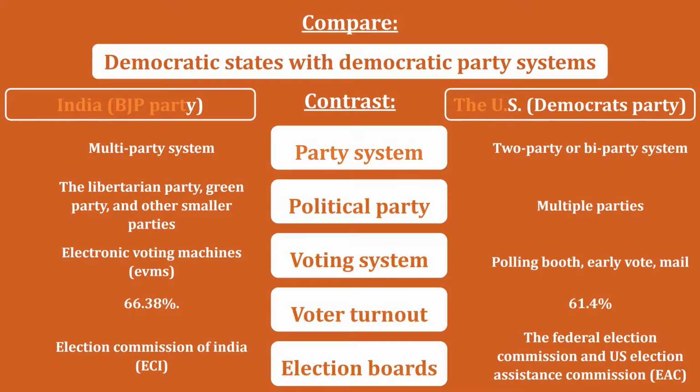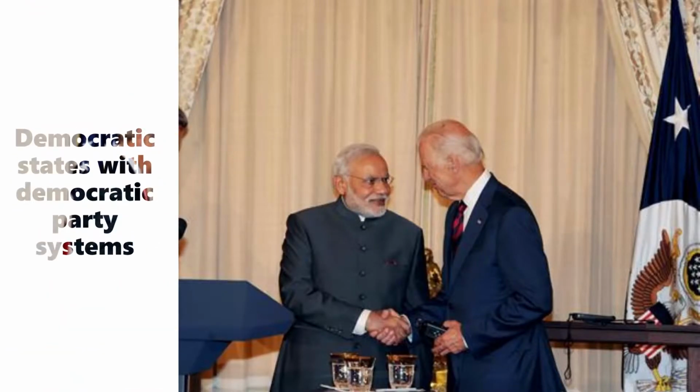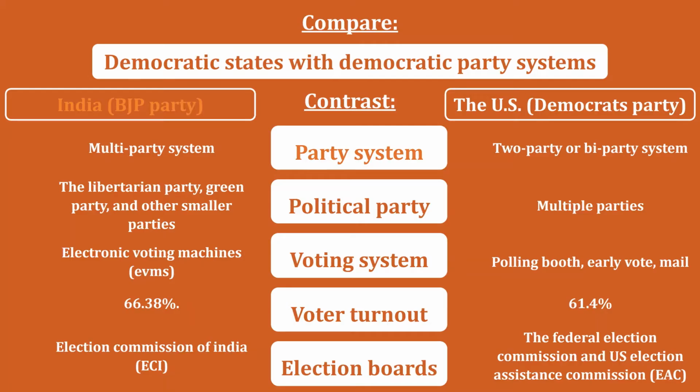Okay, so first we will talk about the compare and contrast of party government between India and the US, with a different type of party system. So first we will start with the similarity between India and the US. As we know, India and the US are both democratic states with democratic party systems. What about the contrast or the difference between India and the US?